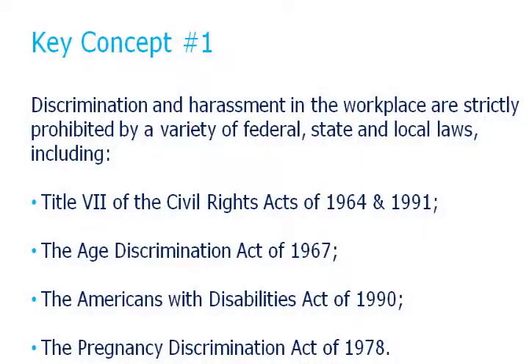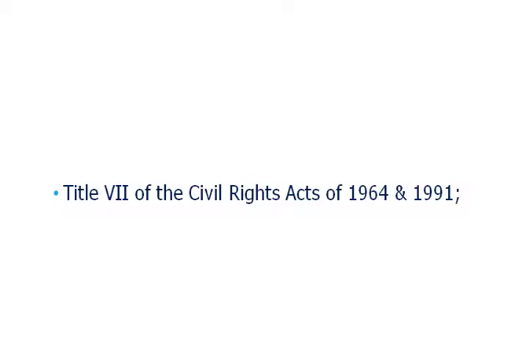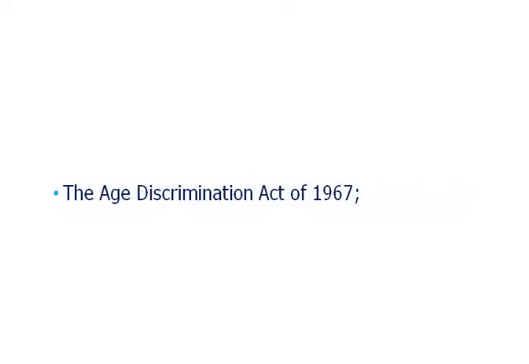The first concept we'll look at is discrimination and harassment in the workplace. It's strictly prohibited by a variety of federal, state, and local laws. The Civil Rights Acts of 1964 and 1991. We'll look at the Age Discrimination Act of 1967. We're going to examine the Americans with Disabilities Act of 1990 and also the Pregnancy Discrimination Act of 1978.